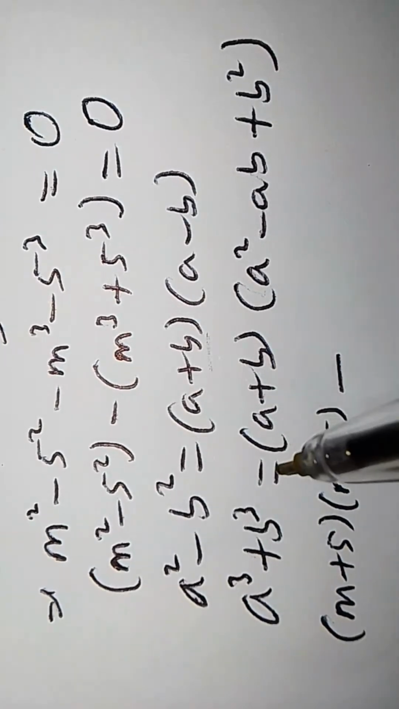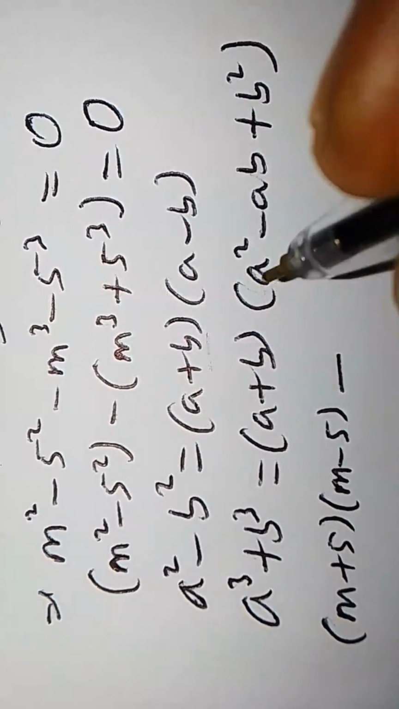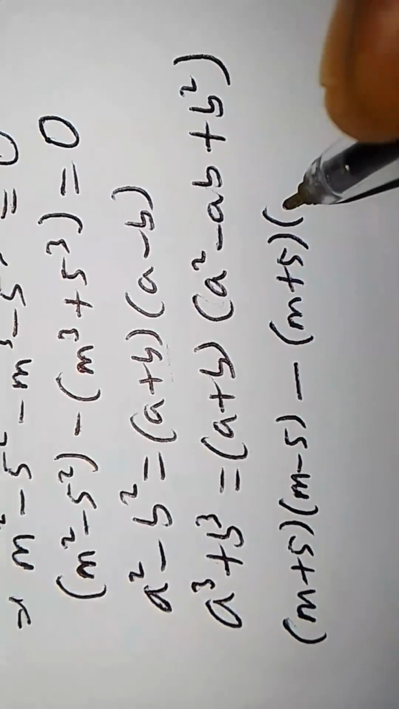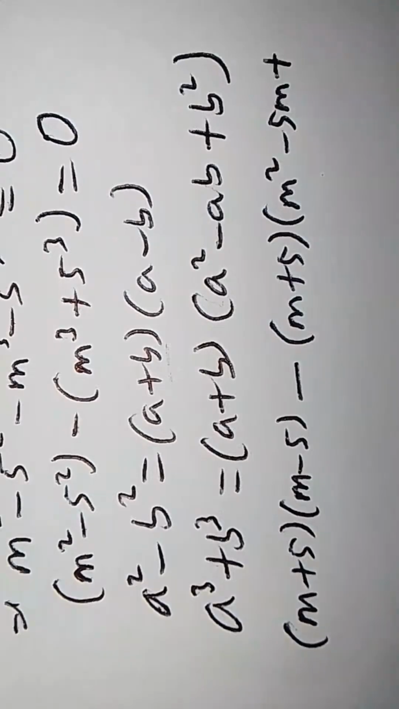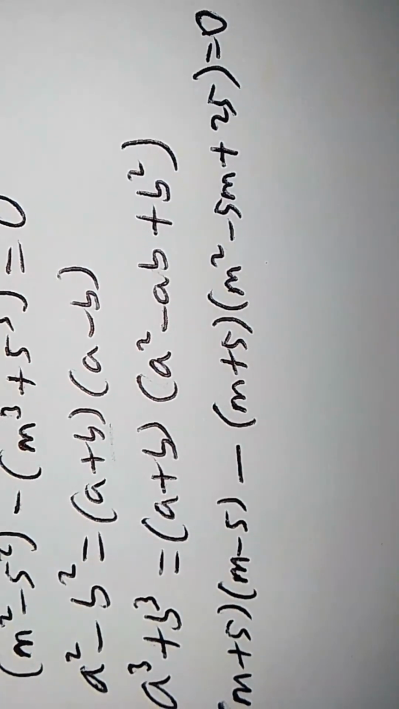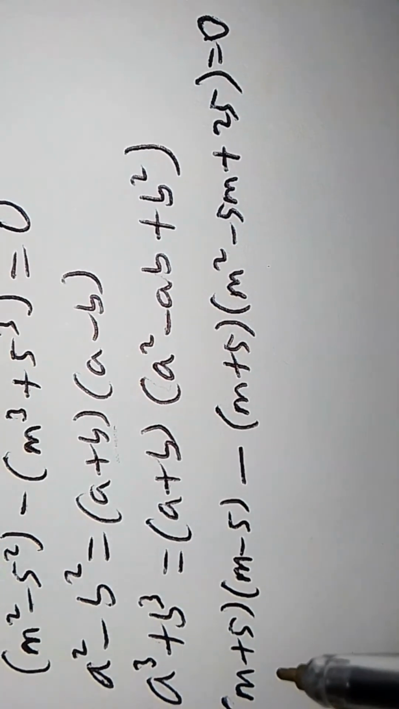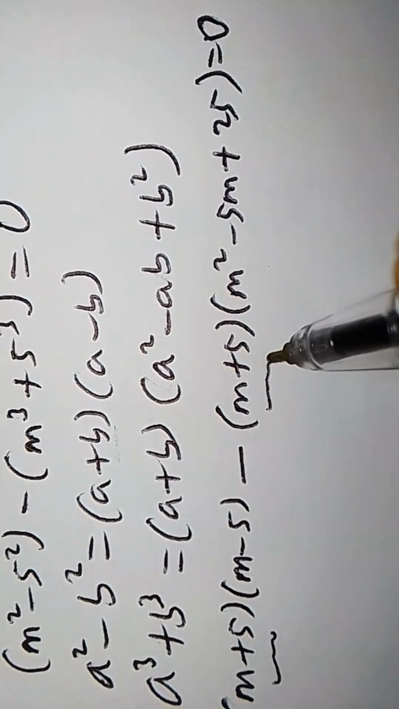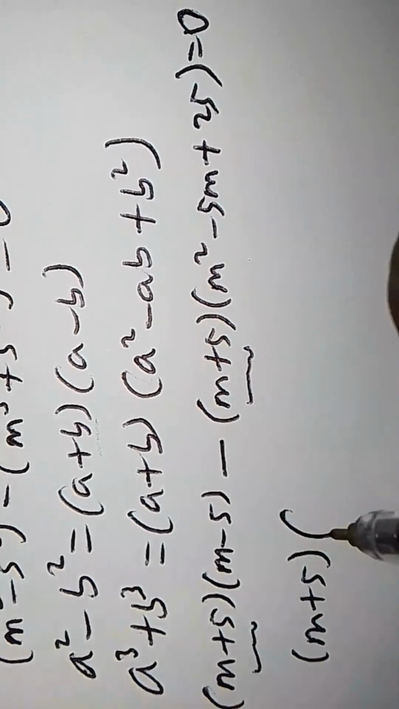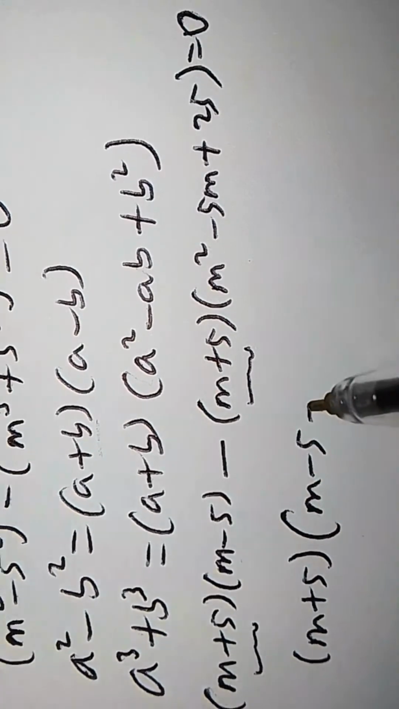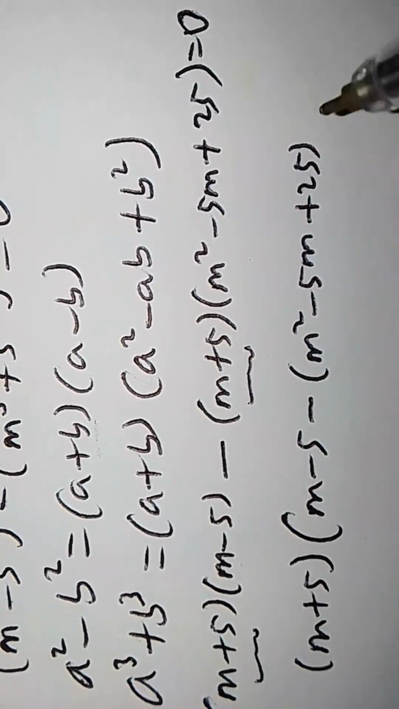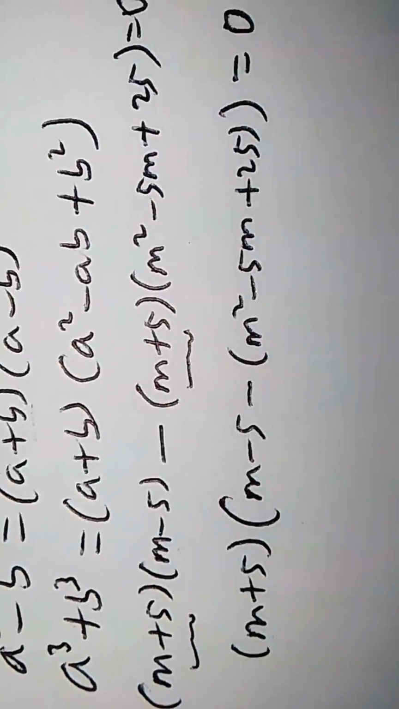minus, applying this second property to this, we have m plus 5 times m squared minus 5m plus 25 equal to 0. You will notice that m plus 5 is common. It appears twice. That means we can factor it out. So we have m plus 5 into m minus 5 minus this m squared minus 5m plus 25 equal to 0. Let's proceed further.